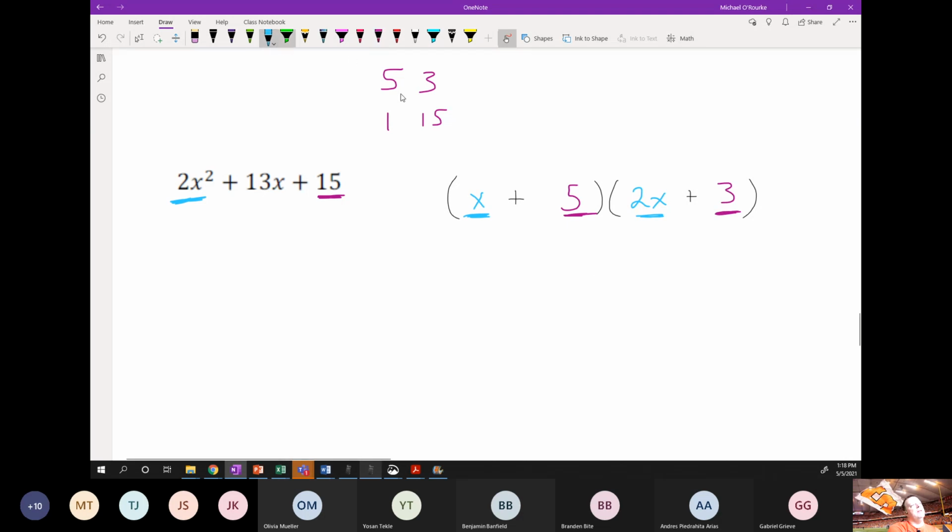Good. So let's now check. What color did you use for check before? So 5 times 2x is 10x. 3 times x is 3x. Those add together to make 13x. We match. Therefore, you factored this into this. Good job.